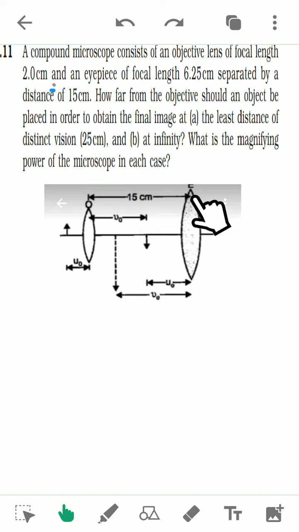You have to calculate the position of the object when the final image is at the least distance of distinct vision, that is 25 cm, and when the final image is at infinity. Both the cases you have to calculate the position of the object. Also you have to calculate the magnifying power in each case. So let us see how to solve this question.